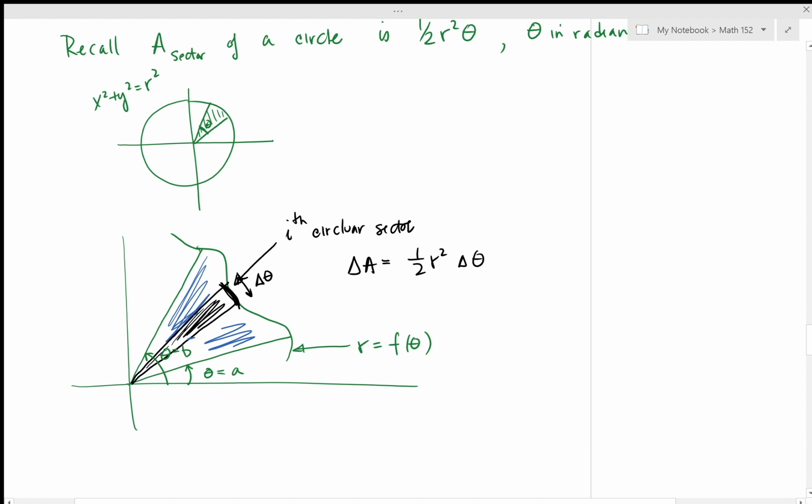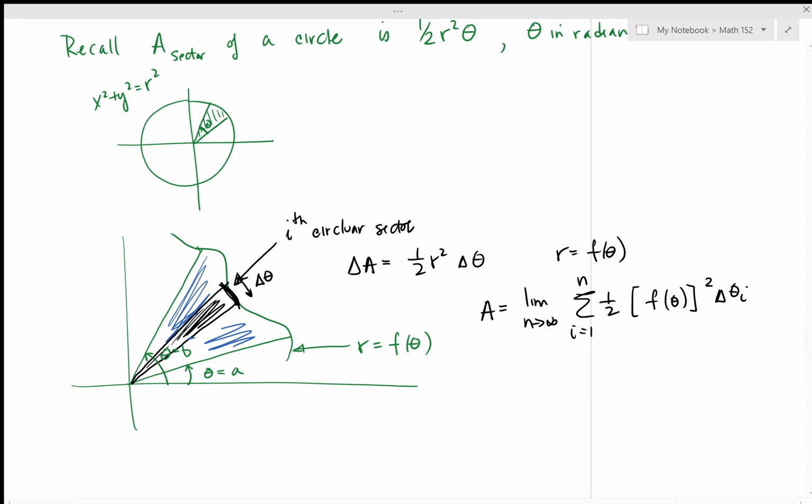So I'm asking what small increment in the area do I get from looking at a small increment in the angle, and here we have that r is a function of theta. And so the total area will be the limit as n goes to infinity of the sum of all these little pizza slices, that is 1/2 r squared delta theta i. And indeed, we are now looking at a Riemann sum. So that gives us that the area inside this polar curve, that blue thing, will be the integral from a to b of 1/2 f of theta squared d theta.